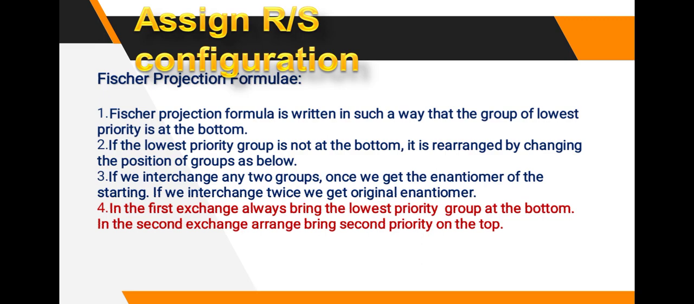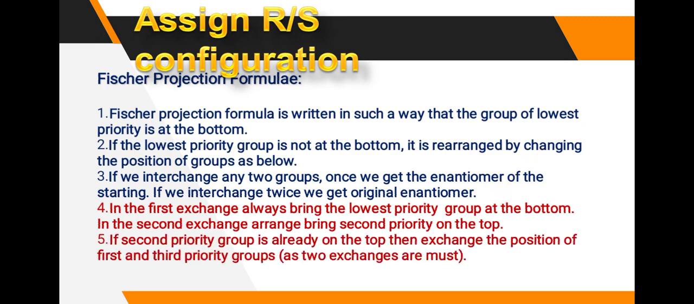What is the fourth step? In the first exchange, always bring the lowest priority group to the bottom. Then in the second exchange, arrange the second priority on the top. If the second priority group is already on the top, then exchange the position of the first and third priority groups. These are the rules to assign the RS configuration.